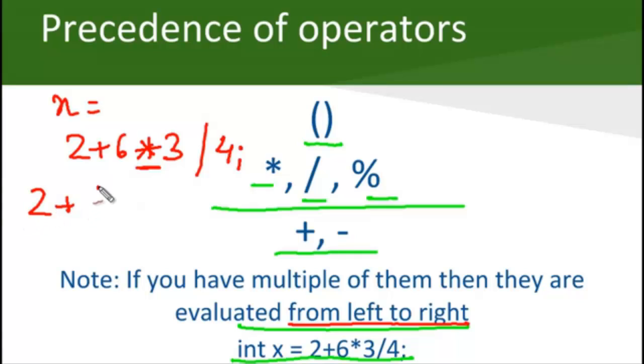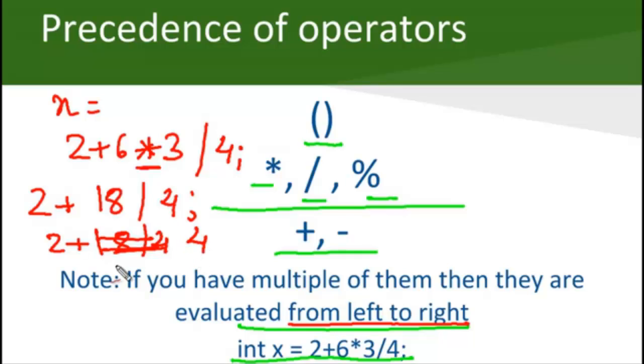So now we'll have 2 + 18 / 4. Next comes the division operator. Now 18 divided by 4 is 4.5. But the problem is that this is an integer division, so it will only return the integer value, and it will evaluate to just 4.